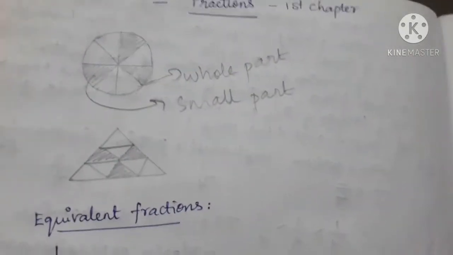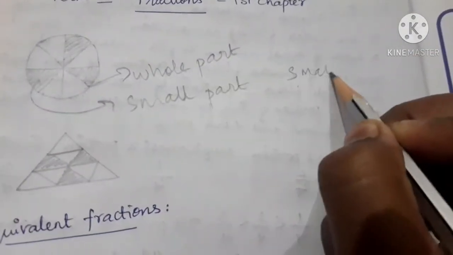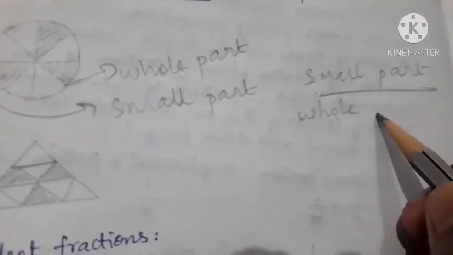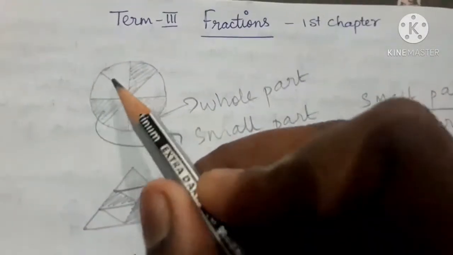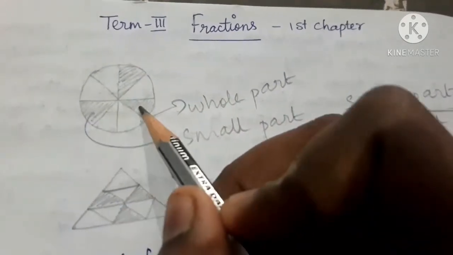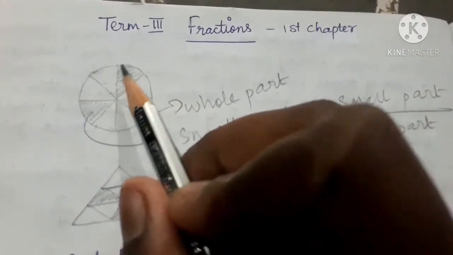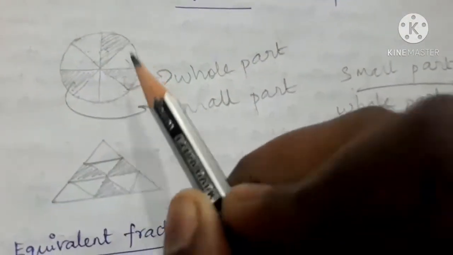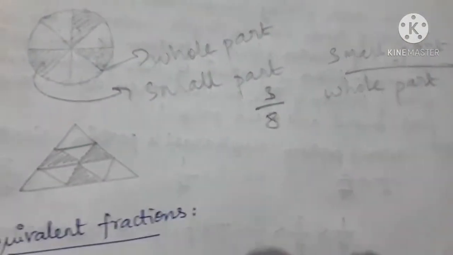Now let us see how to represent a fraction. A fraction will be represented as small part by whole part. So in this you can see there are 8 pieces of the pie and only 3 are shaded. So 8 is bigger than 3. So 8 will be the whole part and 3 will be the small part. So the fraction of the shaded part will be represented as 3 by 8, because 3 is the small part and 8 is the whole part.